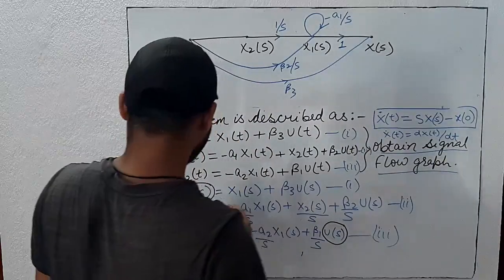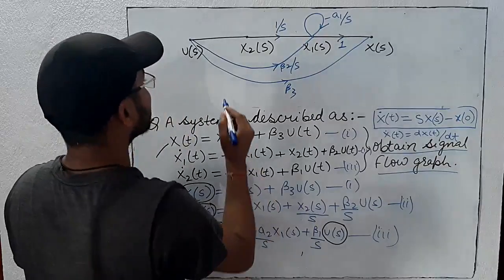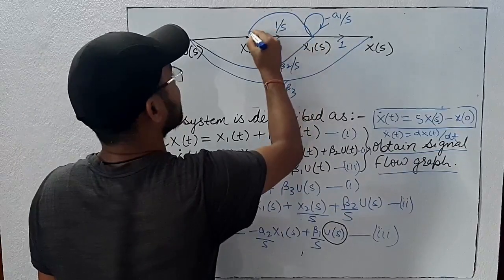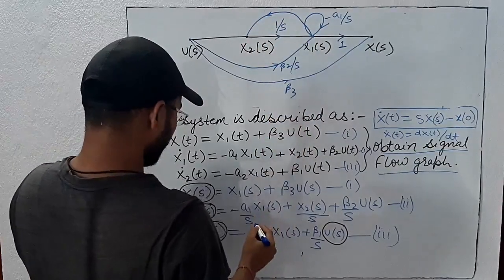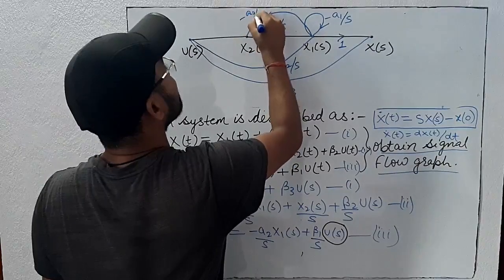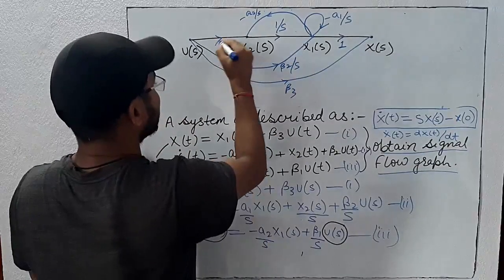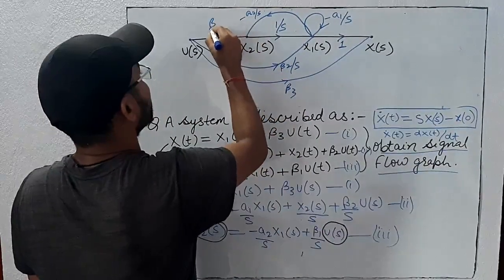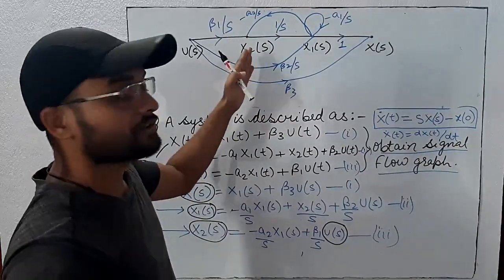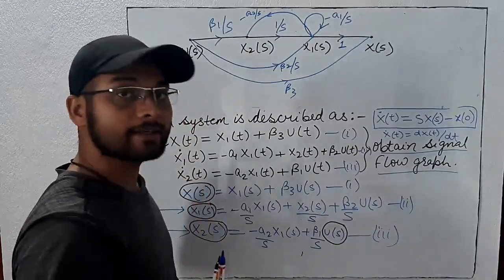And after that we will see x2(s). x2(s) is equal to minus a2 by s x1(s). So from here one branch will come and the multiplicative factor will be minus a2 by s, and b1 u(s), b1 by s. So we have represented this system in the form of a signal flow graph. This is our signal flow graph. So this was the basic example.